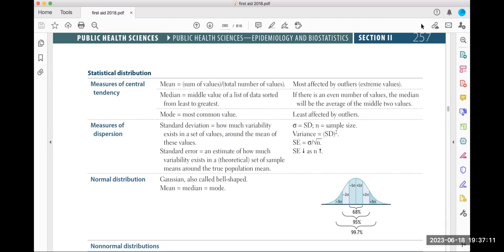Now, obviously, this could vary. I could be right, I could be wrong, and that's where this issue of confidence interval comes in.